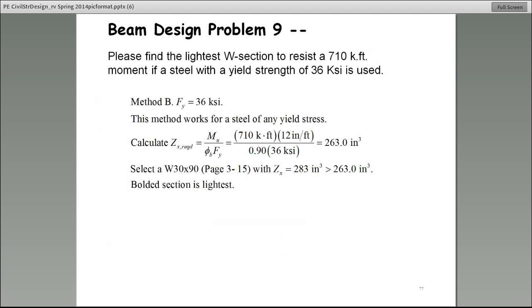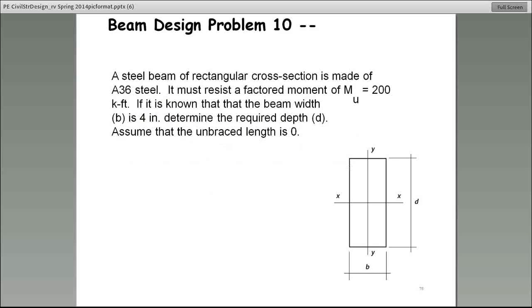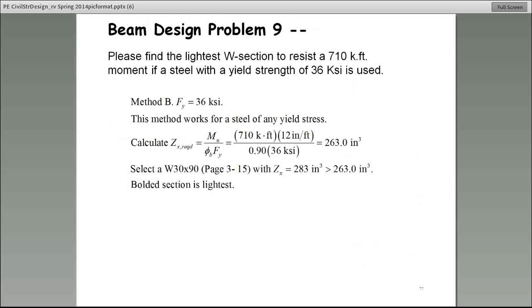This last problem is very similar to that previous problem, except that the steel that we use is 36 KSI rather than 50. The same process. Guys, I'm going to stop at this time.